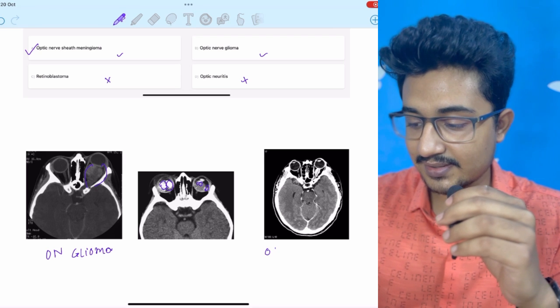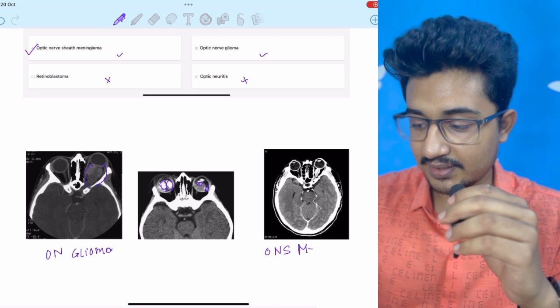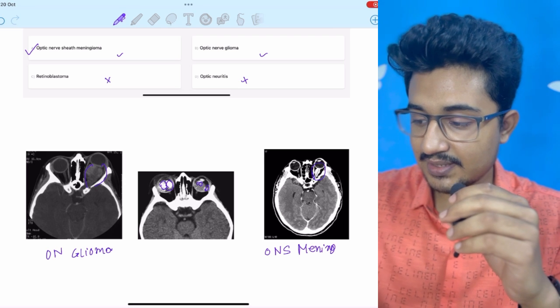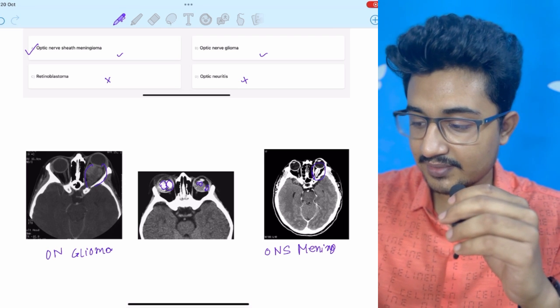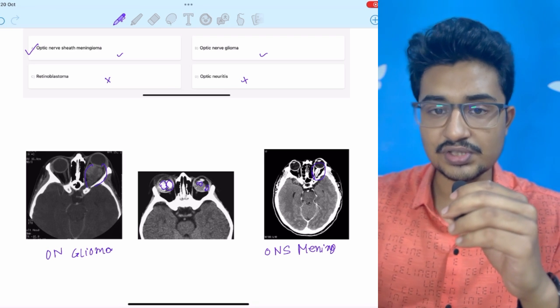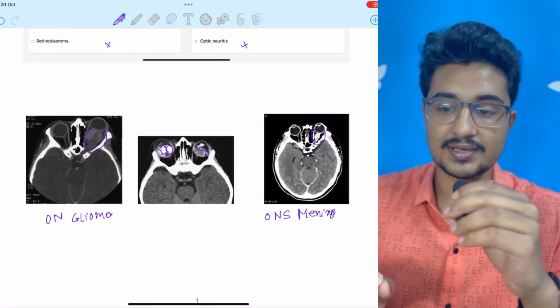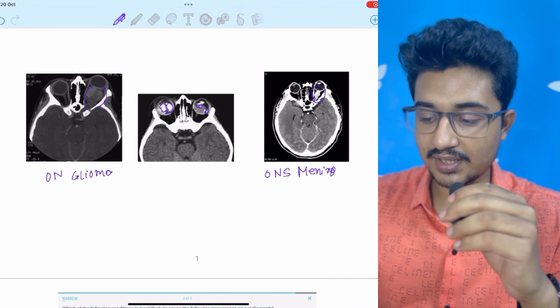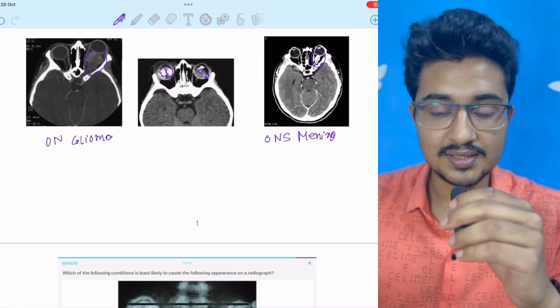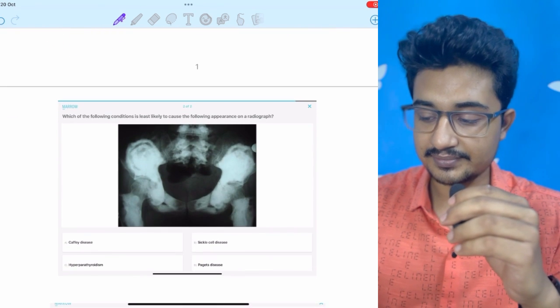And this is the optic nerve sheath meningioma. See the tram track appearance here. There is hyperdense, then isodense, then hyperdense. So this is the classical tram track appearance. These all are important questions and have been previously asked in recent NEET PG or INICET.